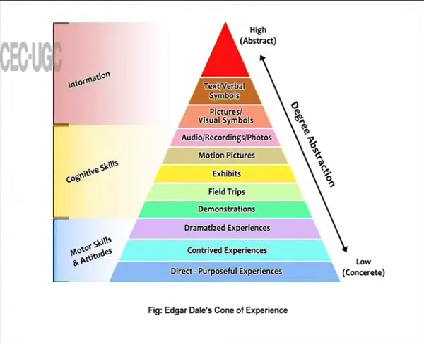The 11 stages are again further classified into 3 levels. The first level is the enactive level, which is direct experience that comprises direct purposeful experience, contrived experience, and dramatized experience, as already discussed earlier. Then the second level is the iconic level, which is pictorial experiences, which include demonstrations, study trips and exhibits, as well as educational television, motion pictures, recordings, radio, and still pictures. Then we have the last level, that is the symbolic level, which is highly abstract experiences and includes the visual symbols and the verbal symbols.